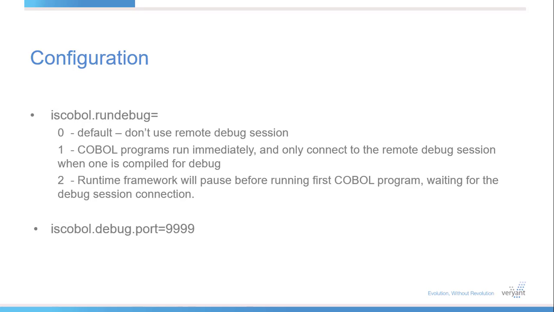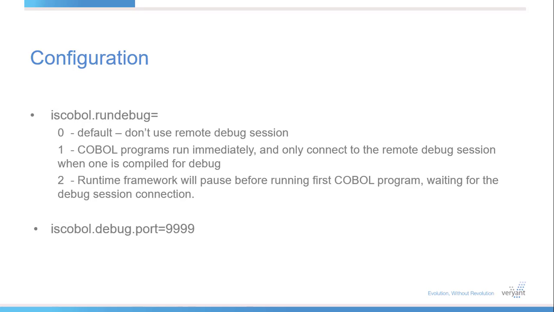The first one is to set iscobol.runDebug in your program's environment. If you set this to 1, the program will start running immediately and not wait for the debugger to connect. If you set iscobol.runDebug to 2, the execution of the program will stop and wait for a remote debugger connection. A good rule of thumb is to set it to 1 if you're only debugging part of your application, and 2 if you want to debug from the first line of the first program.